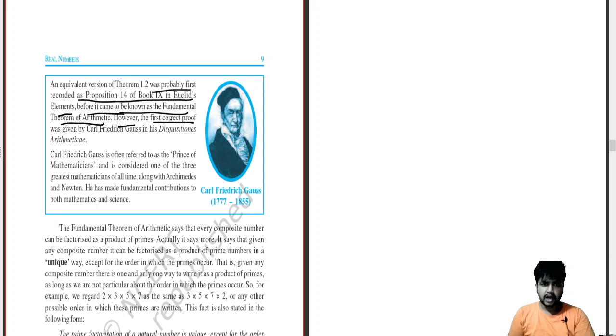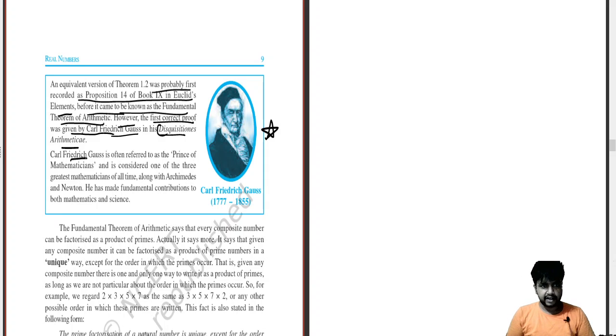However, the first correct proof was given by Carl Friedrich Gauss in his Disquisitiones Arithmeticae. Okay, this is a language which has been used over here. So you can take it as the fundamental theorem of arithmetic for our concern of education. Okay, these words are actually related to the person and their native language, so that is why we could not be too much able to read it.